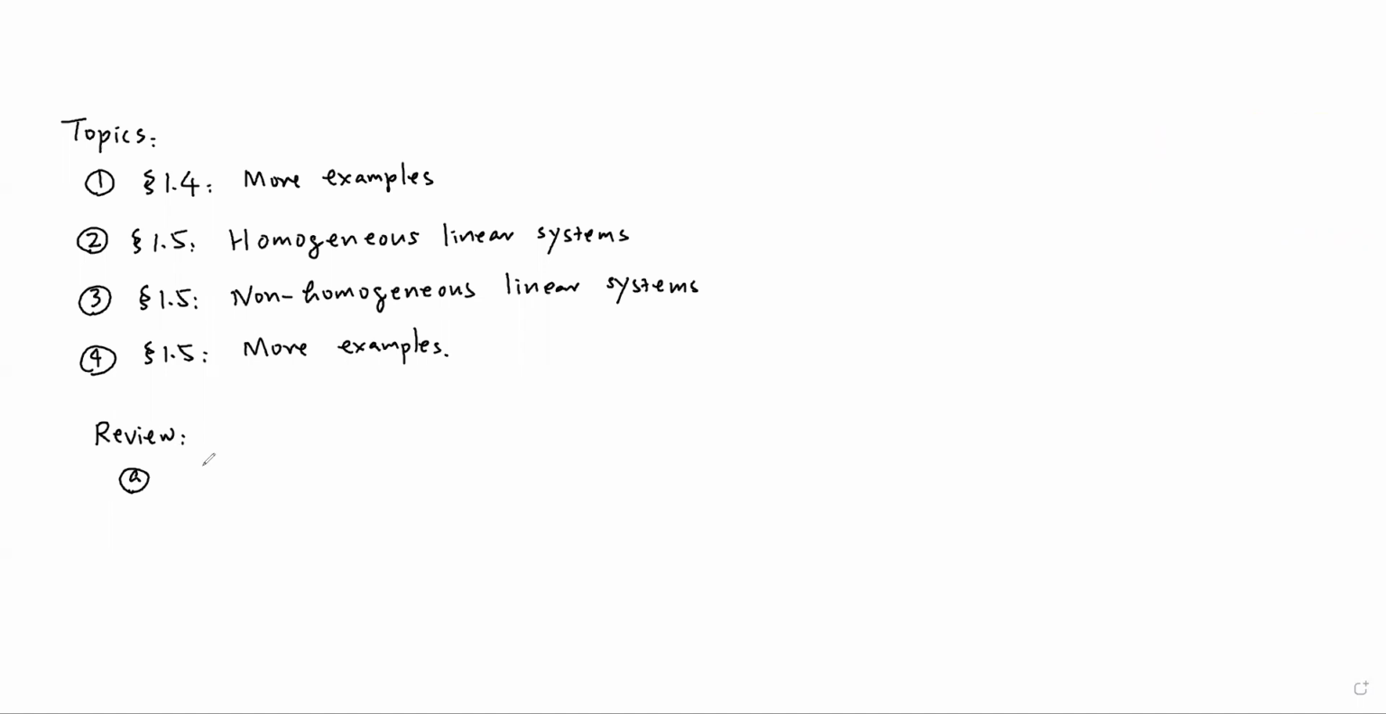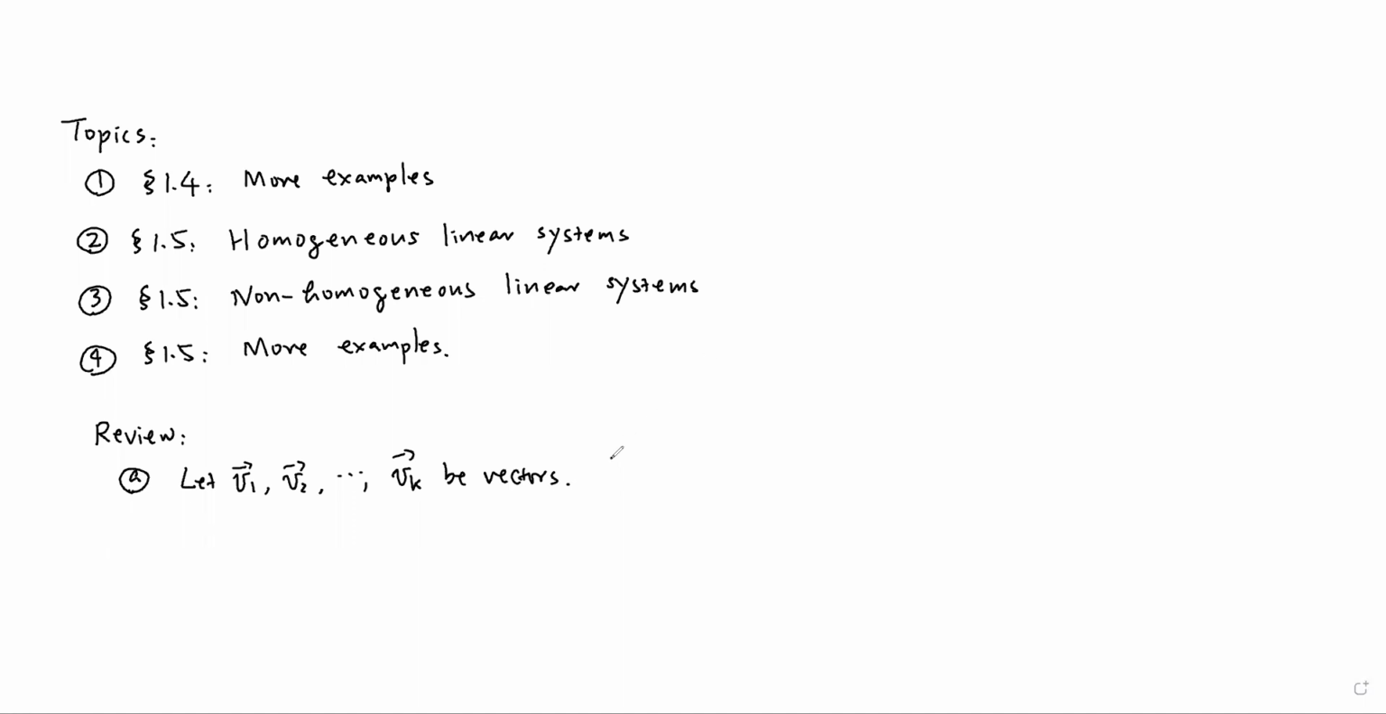Review number one. Suppose we have some vectors. Let V1, V2, ..., Vk be some vectors. There are many ways to combine these vectors, but the following one is called a linear combination.